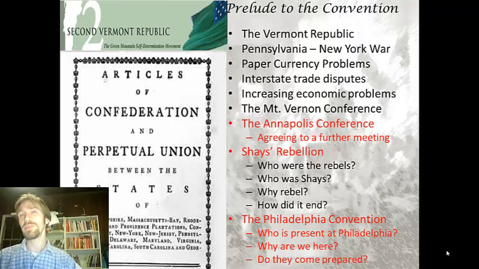The original agreement at Annapolis was just that they would meet again to talk about interstate trade and agreements. Once everyone arrives at Philadelphia, and Madison gets there well before everybody else to set this up, it becomes clear that they're not just there to discuss interstate trade or solving specific problems like Shays' Rebellion, but instead to draft a whole new plan of government. And boy, do they ever come prepared. Some of them especially prepared.